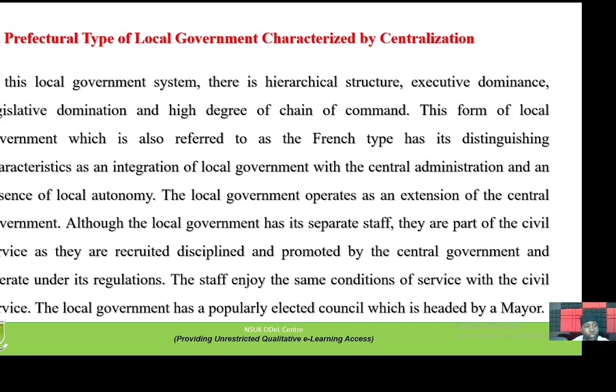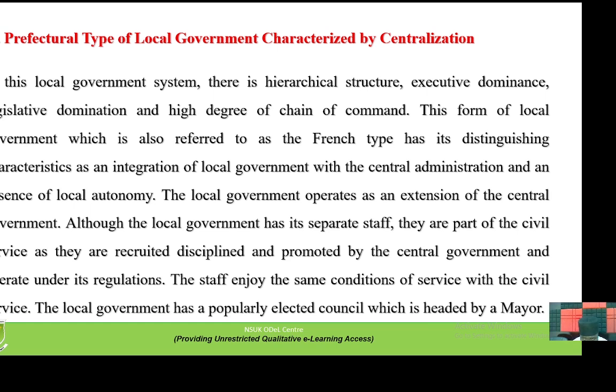We have the third part of the types of local government here classified. We have the prefectural type of local government system, characterized by centralization. In this local government system, there is a hierarchical structure, executive dominance, legislative domination, and a high degree of chain of command. This form of local government, which is also referred to as the French type, has as its distinguishing characteristics the integration of local government with the central administration and an absence of local autonomy. The local government operates as an extension of the central government.